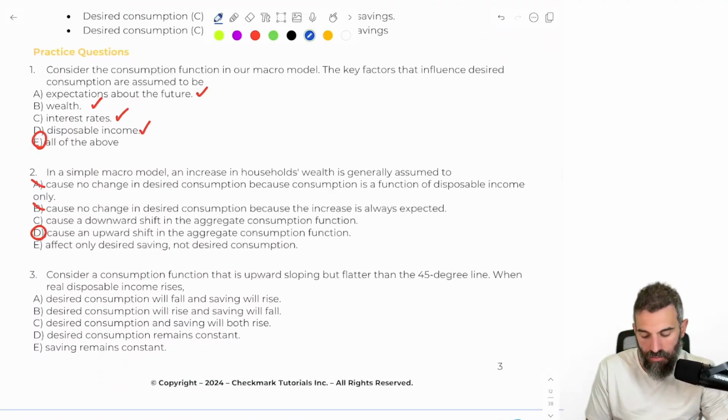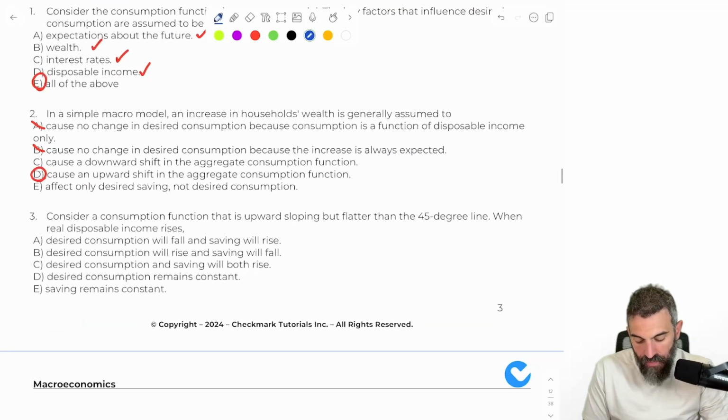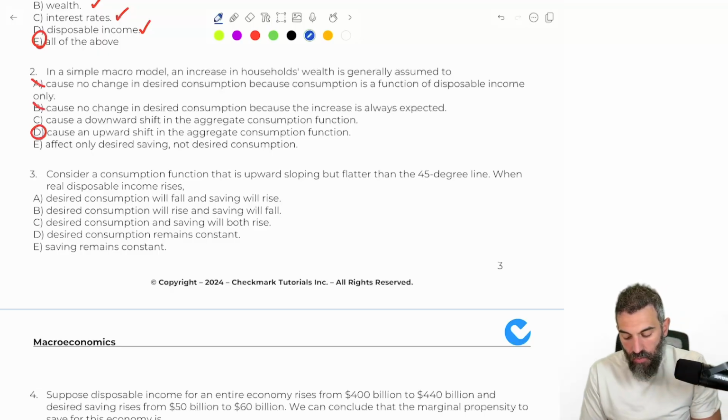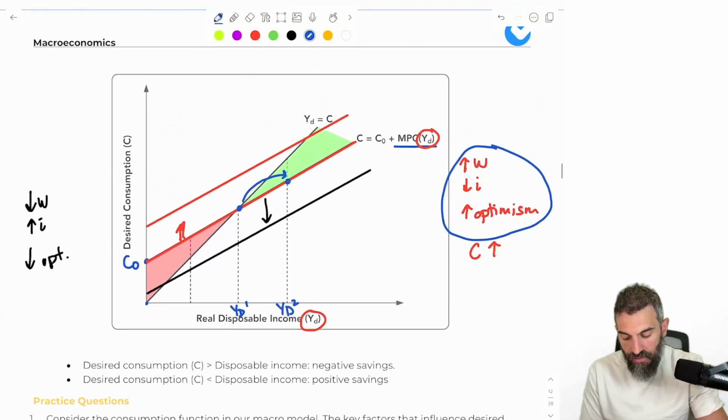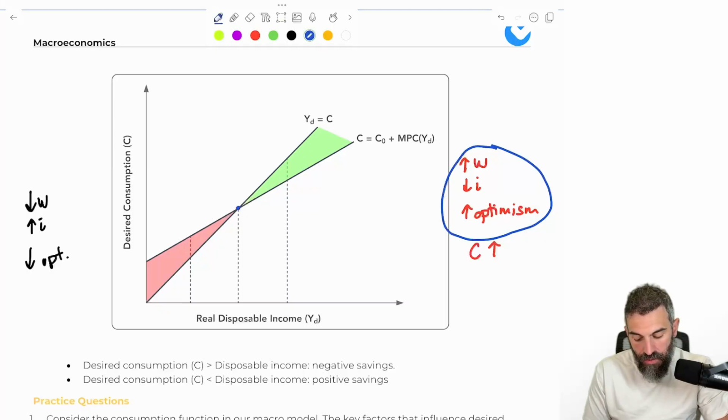Number 3, consider a consumption function that is upward sloping but flatter than the 45-degree line. Okay, that's standard. When real disposable income rises, this is what I just talked about, desired consumption will fall and savings will rise. Okay, so when disposable income rises, so think of this graph. I'm just going to clean it up. When your disposable income rises, we move, let's say, from point A to point B. So we are consuming more.